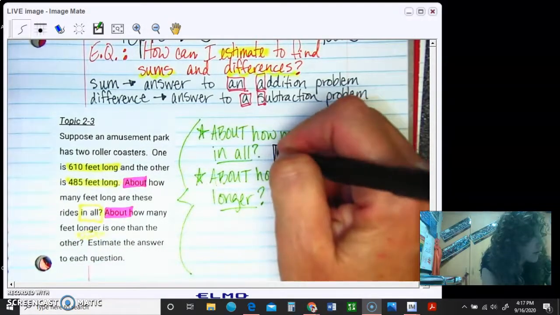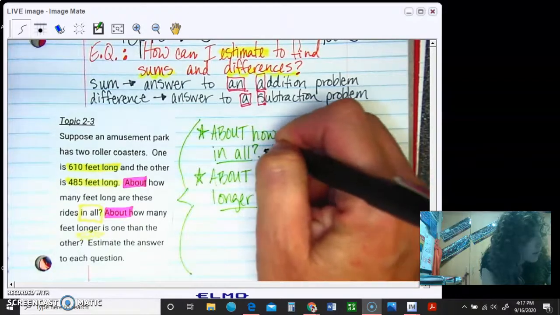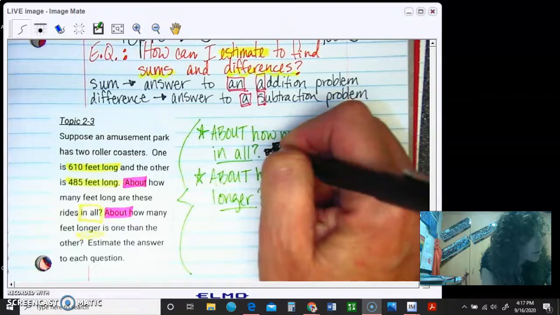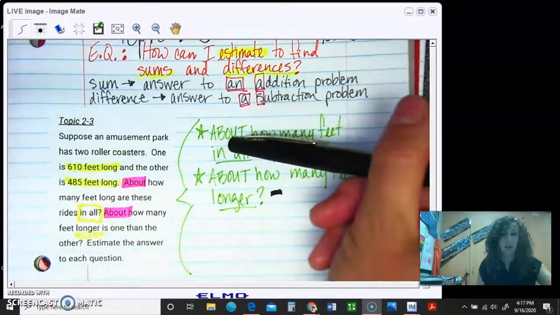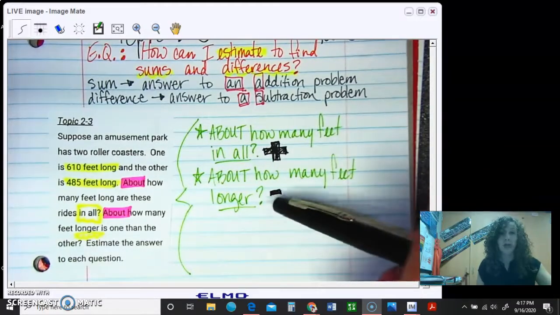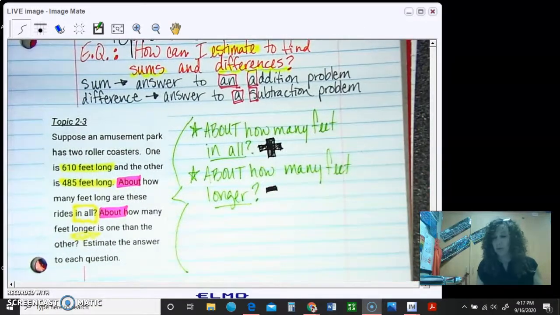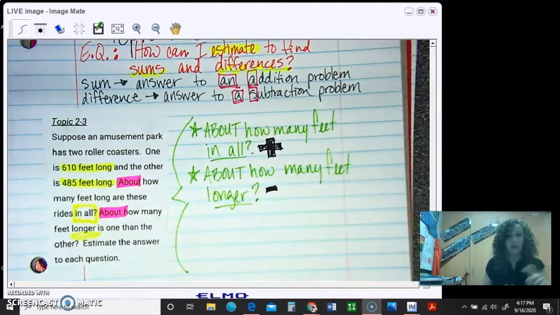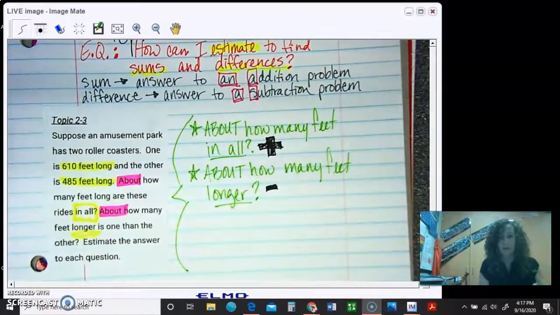Hopefully you can tell my bad drawing. That's an addition symbol. Okay? So we know to be able to answer this one, we're going to have to be adding at some point. But to answer this one, we're going to have to be subtracting at some point. Okay, so let's continue pulling information from the word problem into our brace map, getting that stuff organized.